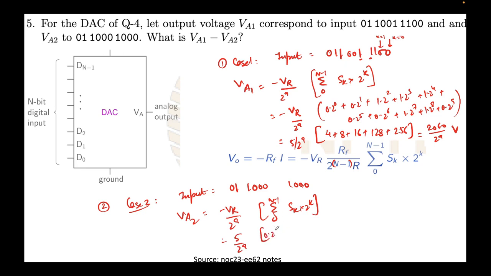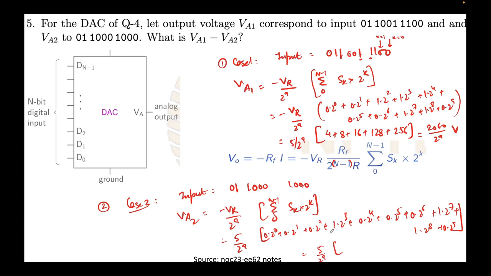So 0 into 2 raised to the power 0 plus 0 into 2 raised to the power 1, then again 0 into 2 raised to the power 2 plus 1 times 2 raised to the power 3 plus 0 times 2 raised to the power 4, 0 times 2 raised to the power 5, 0 times 2 raised to the power 6, 1 times 2 raised to the power 7, and finally 1 times 2 raised to the power 8, and 0 times 2 raised to the power 9. So this will come out to be 5 over 2 raised to the power 9.